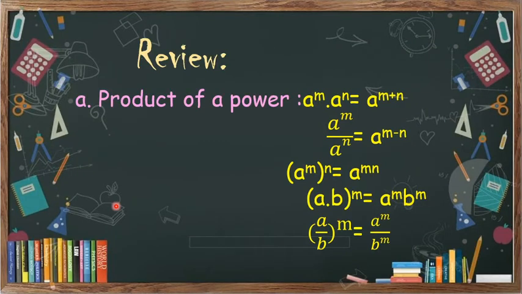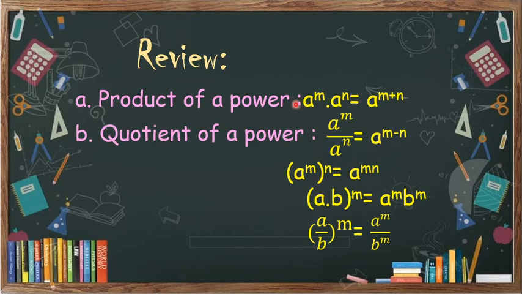First, the product of a power. You're just going to add the exponents if we have the same variable. Quotient of a power: divide the exponent of the numerator by the exponent of the denominator, then we get the quotient. Power of a power: just multiply the exponent by the other exponent.